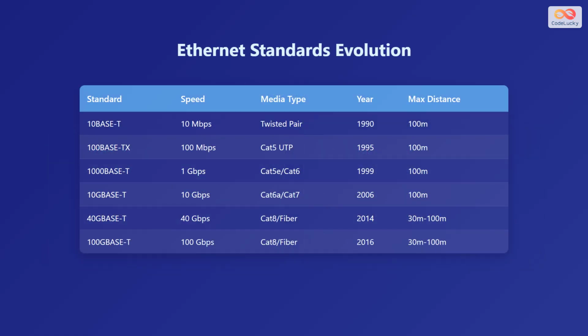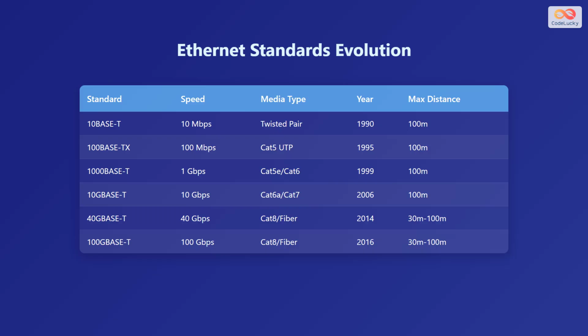Let's take a closer look at the evolution of Ethernet standards. As you can see in the table, the standards have evolved significantly over the years, increasing both speed and capabilities. Let's start with the 10BASE-T standard, which was introduced in the year 1990. It operates at a speed of 10 megabits per second, uses twisted pair cables as its media type, and has a maximum distance of 100 meters.